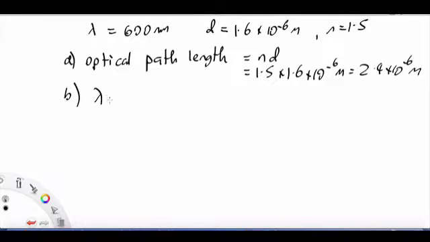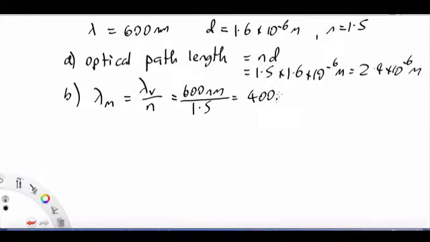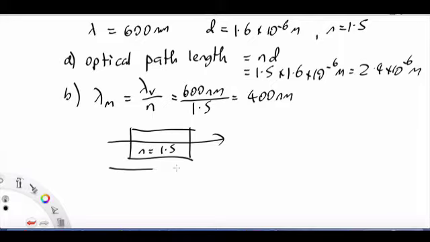Now B, we've got the wavelength in the medium is the wavelength in a vacuum over n, which is 600 nanometers over 1.5, and that is 400 nanometers. So we've got a certain distance through this medium, and we've got light going through there or just through here, and this is 1.6 microns.